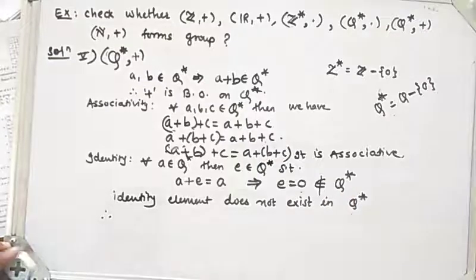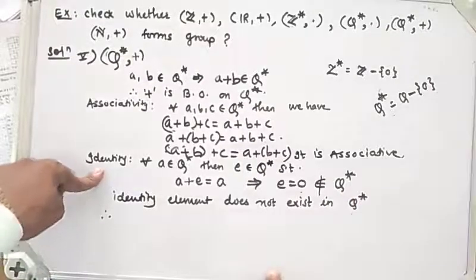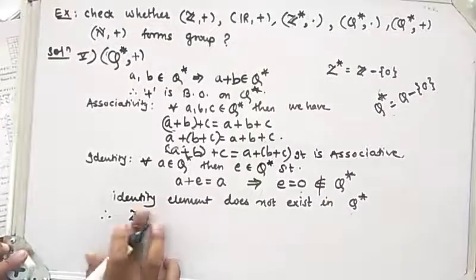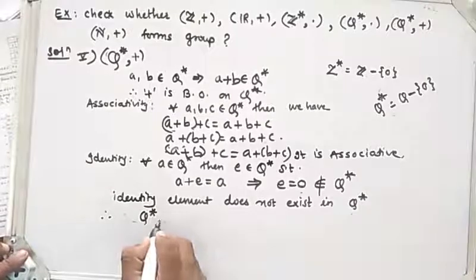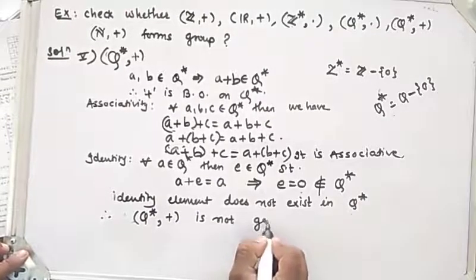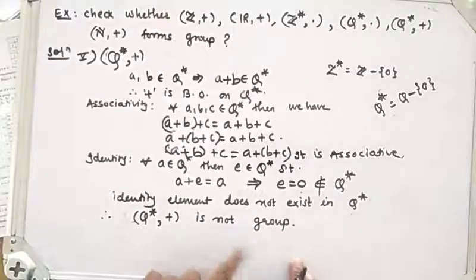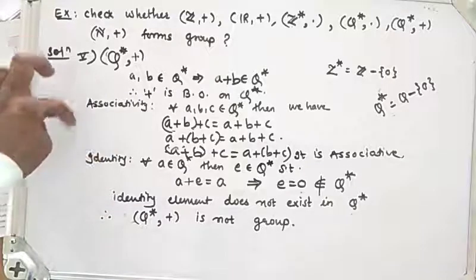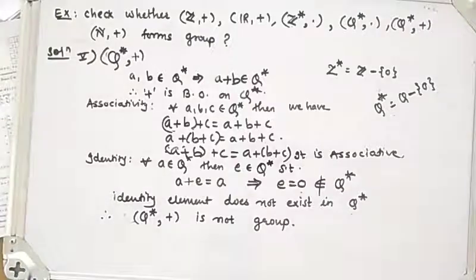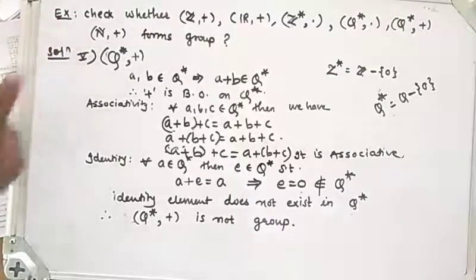Therefore the existence of identity property fails. So here Q star under the operation addition is not a group, right? Because the existence of identity property fails. Here the previous two properties are satisfied, but if any one of the given three properties fails, then it does not form a group. Now next, again check the set of natural numbers under addition.